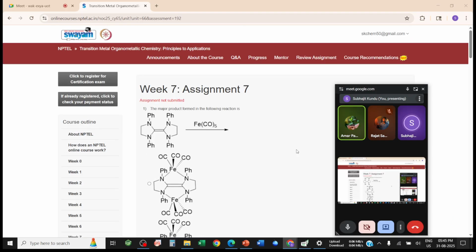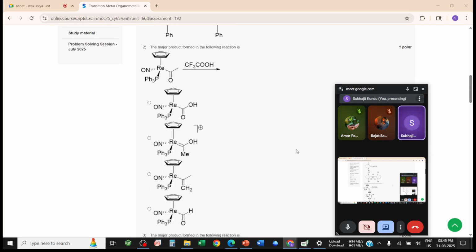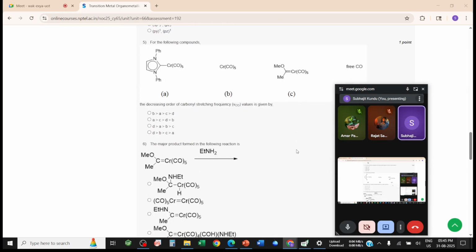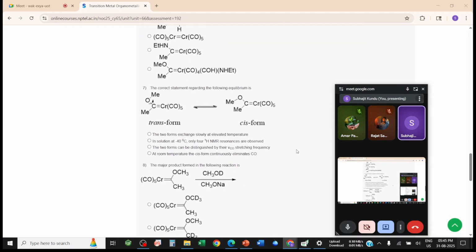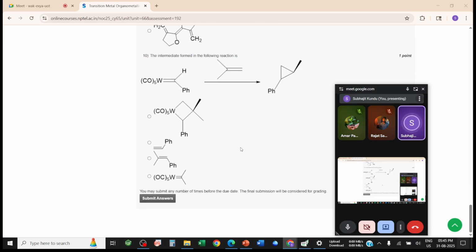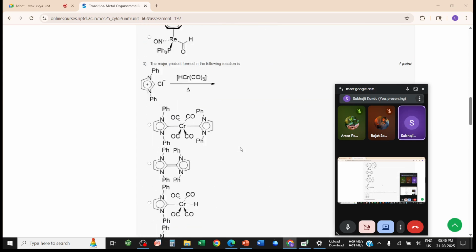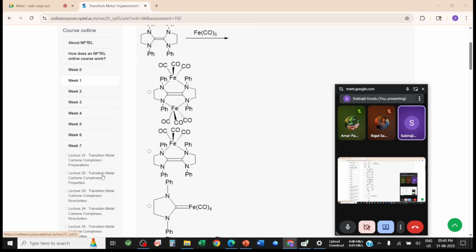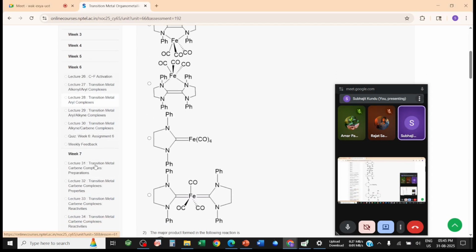So this is the portal assignment. I have not checked it. See, there are lots of questions. Just the reactions they have asked. These are all reaction-based questions. There is no theory question in this assignment. If you don't remember these reactions and don't practice by writing, you will not be able to answer in the exam. Week 6 also, I think.